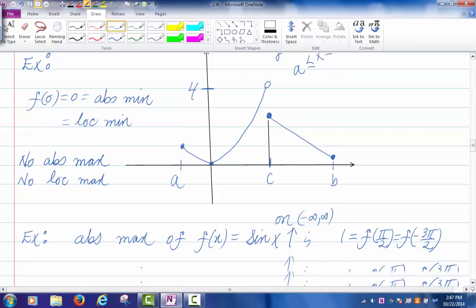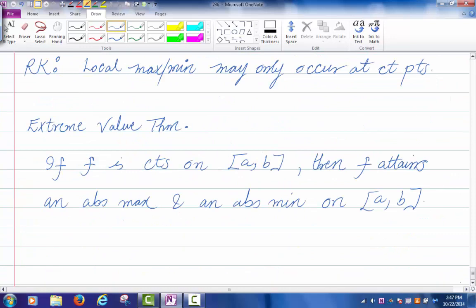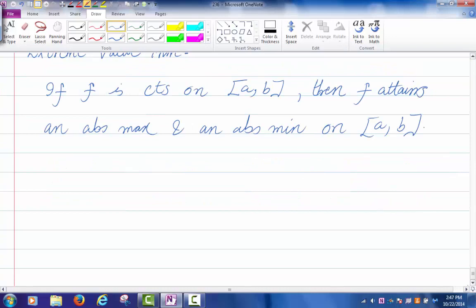The next problem is then, if I give you a function which is continuous over an interval from, let's say, 1 to 2, how would you find the absolute maximum value, and how would you find the absolute minimum value of that function? Okay, so let's do an example like that.